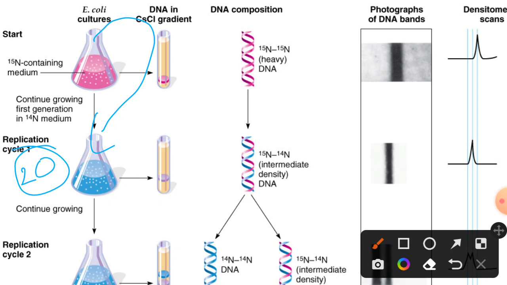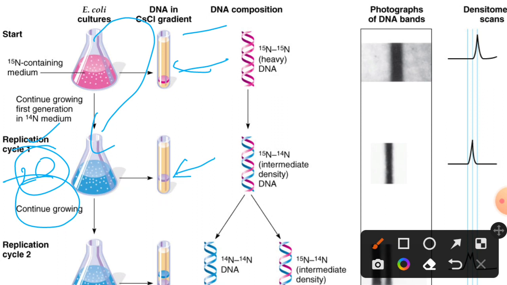So after 20 minutes in N14 containing medium, if we lyse the E. coli cells and perform the cesium chloride density gradient centrifugation with the DNA that we have extracted from those E. coli, we will get a band that is not at the region that we got in the previous one. Instead, this band is in a quite lighter region.